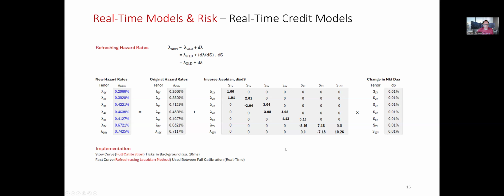With no loss of generality, so that's awesome. So this is how we would calculate a calibrated real-time credit model to produce these hazard rates, which you need to calculate your survival probabilities for CDS pricing.